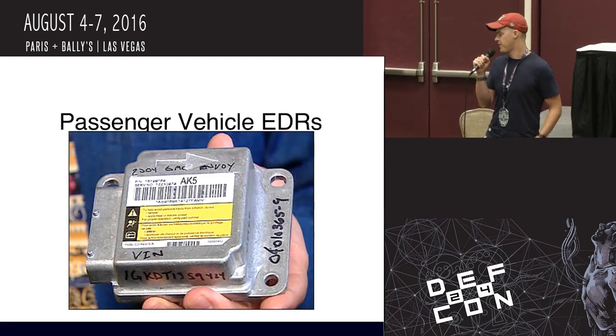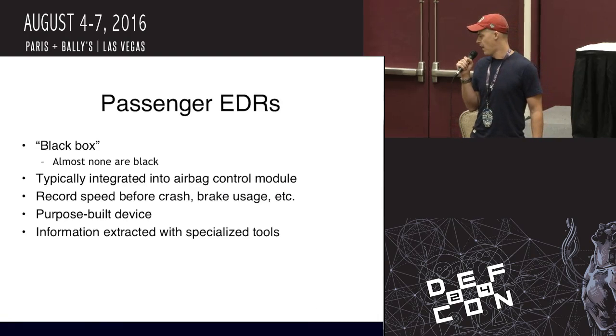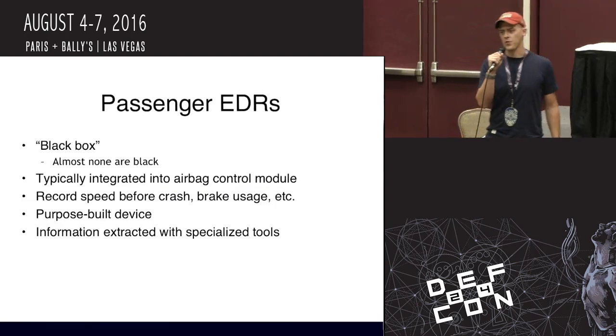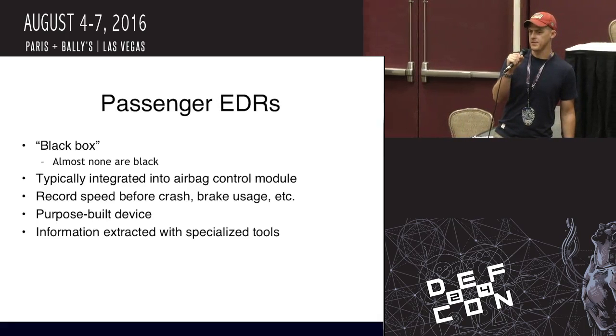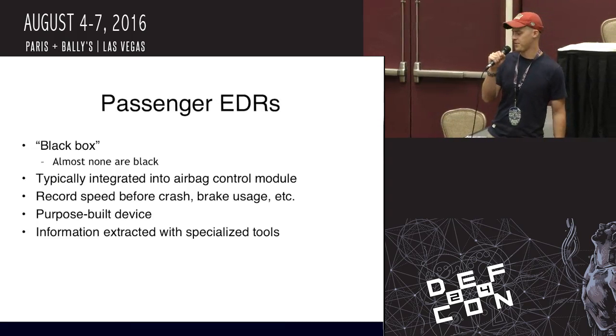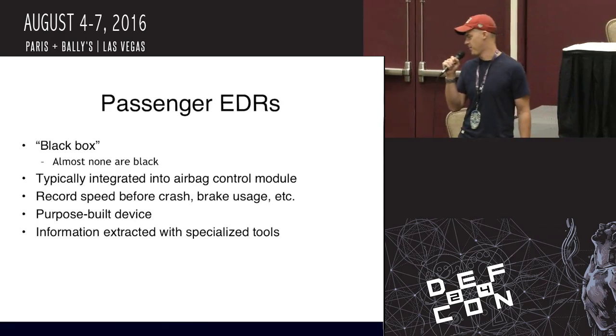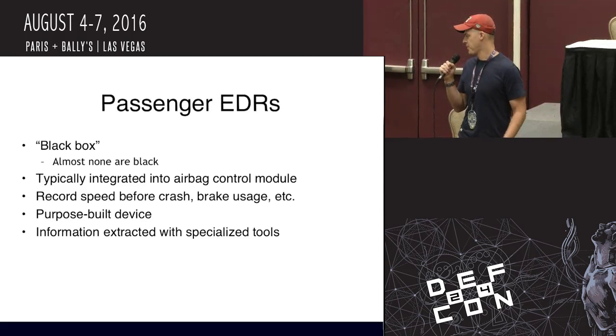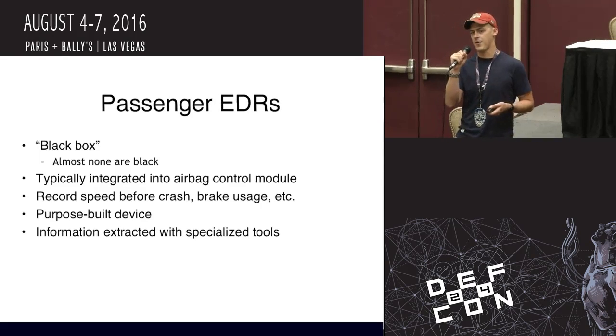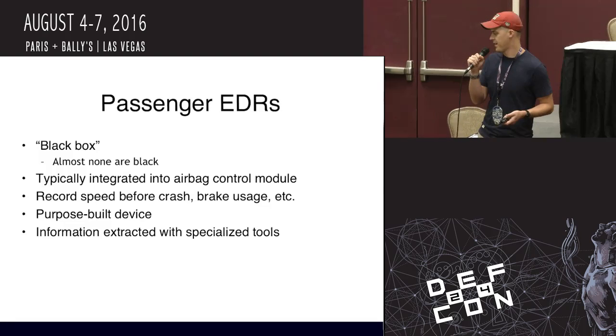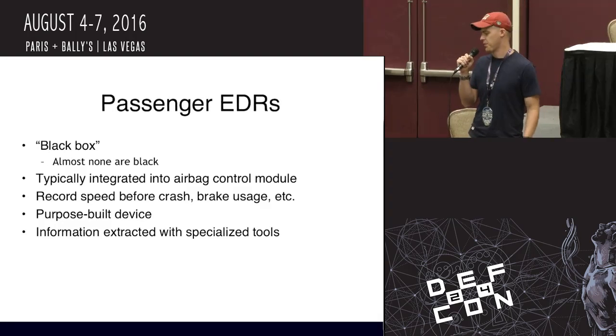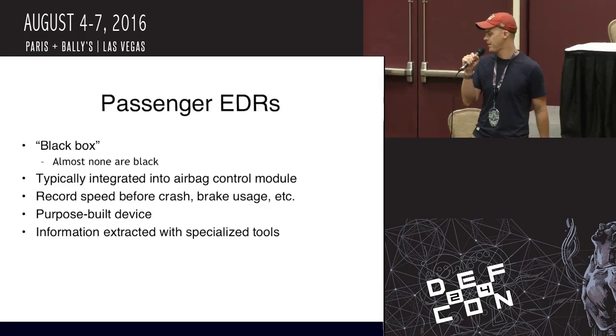Usually they'll be somewhere under the dash. People call them black boxes. Almost none are black. This is one of my pet peeves. They're all silver. So if you want to call them silver boxes, that's fine, but not black boxes. They're typically integrated into an airbag control module, and depending on the model, they weren't standardized until just a couple years ago, so it was kind of a crapshoot what you'd get before then.